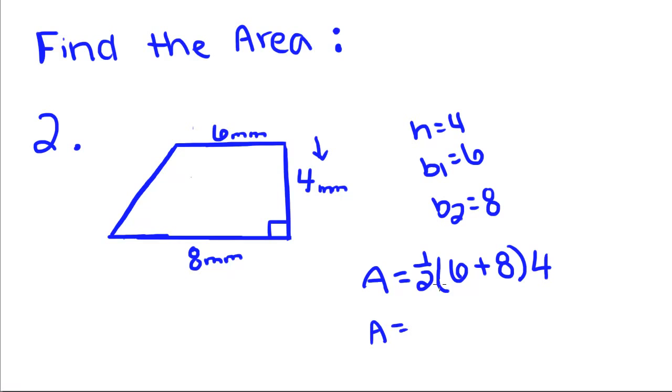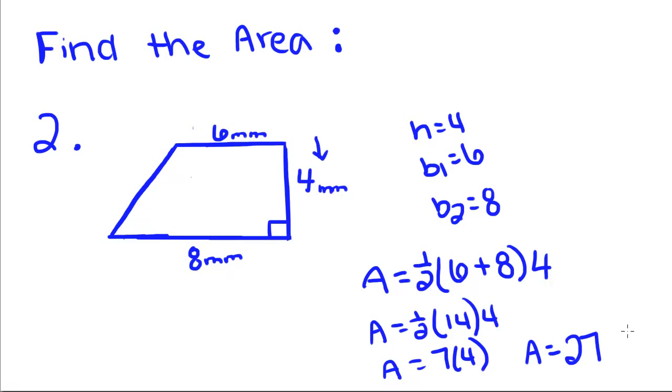So A is equal to 1/2 (6 + 8) is 14, times 4. 1/2 of 14 is 7, times 4. The area is equal to 27. I'm sorry, that should be 28. But this time they give us units, so we have to make sure we put millimeters squared.